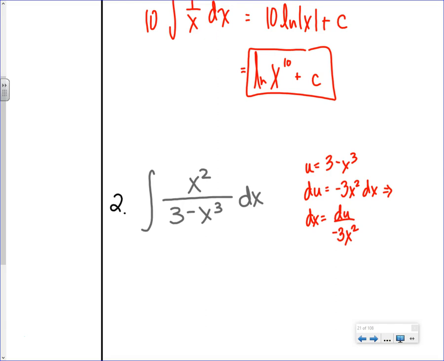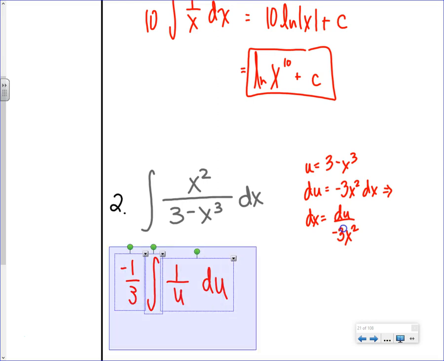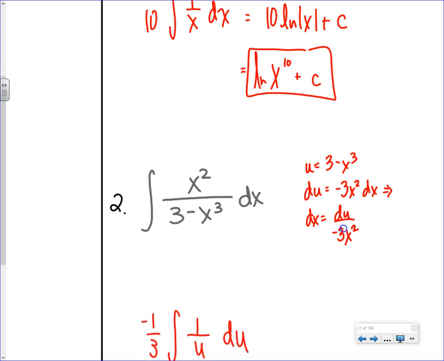When I go ahead and plug it in, hold on. How are we doing on u sub? We're getting faster? Can I do negative 1/3 1 over u du yet? Just in case that's a little too fast, you would plug in your u for the denominator, you would keep your x squared, you would multiply by du over negative 3x squared. The x squareds cancel, the negative 3 is a constant, but he's in the denominator, make him a 1/3.